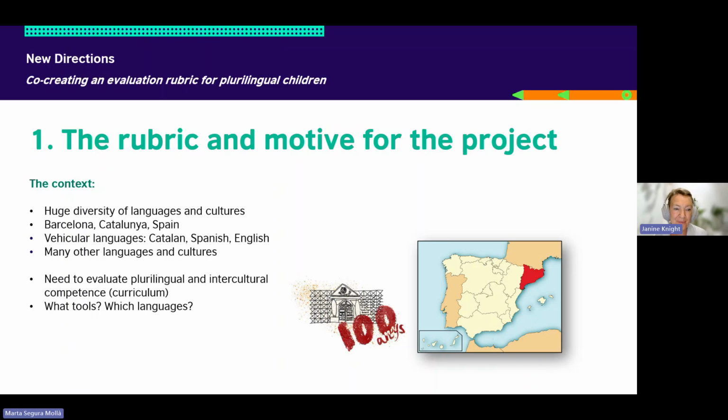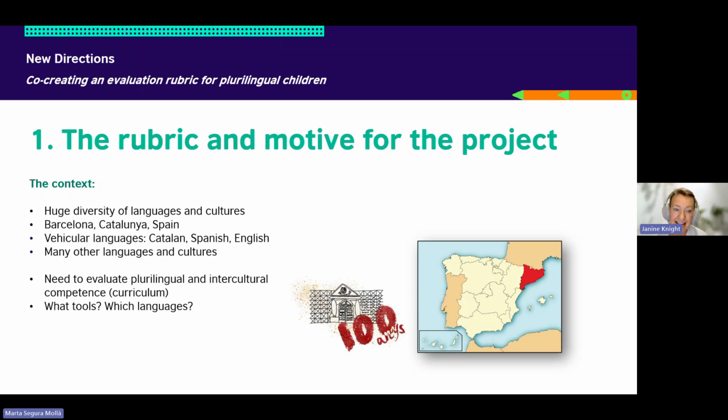So let's start with the motive of the project. The idea to co-create an evaluation rubric to assess children's plurilingual and intercultural competence came out of a conversation that I had with a head teacher in 2023, a head teacher of a primary school. And she was reflecting on the huge diversity of languages and cultures in the school and commenting on how rich that was, both for the school and for the children.